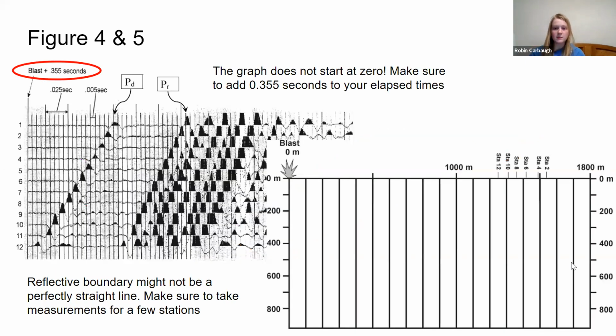Okay. So the next part is doing the same thing, but maybe a little more confusing because this is a real life example. So it looks like a lot of data. We're only concerned with PD and PR. All of this other stuff is probably more reflective waves, maybe S and surface waves, and I don't know what else, but we only are concerned with PD and PR as it's labeled.